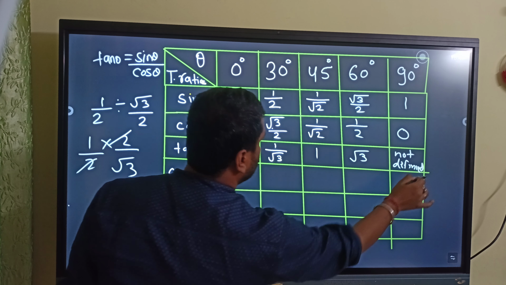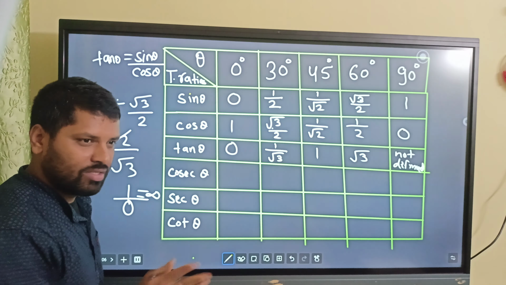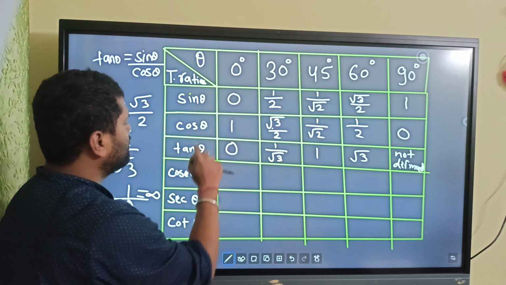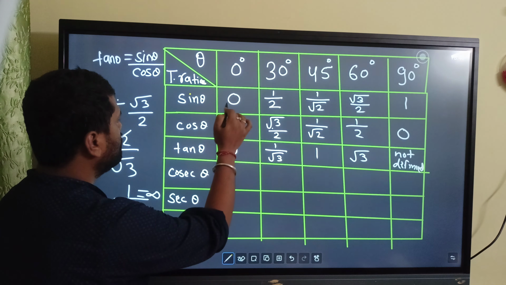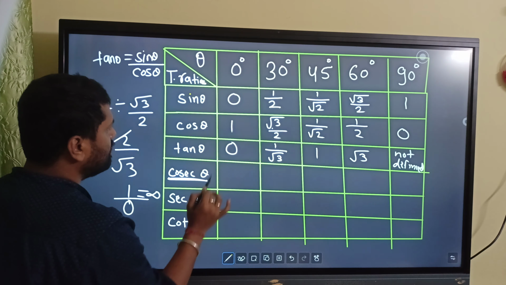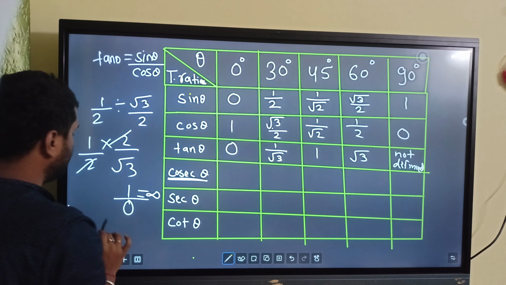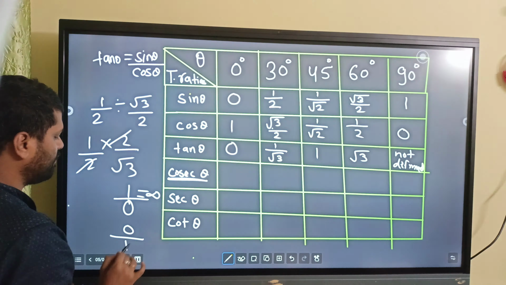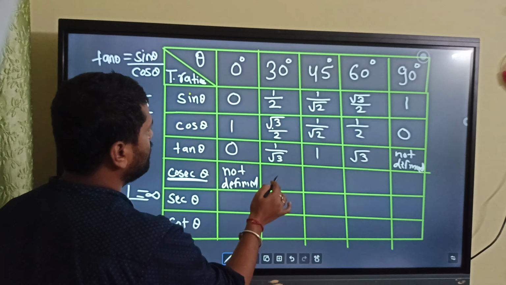Okay, coming to cosec. Now this you know, right? Sine, cos, tan if you know, then the rest is ulta of that. Cosec is ulta of sine, sec is ulta of cos, cot is ulta of tan. So 0 is nothing but 0 by 1. So when you do cosec 0, ulta of 0 by 1 will be 1 by 0. So again, not defined. Next, tell me this one. Ulta root 3.